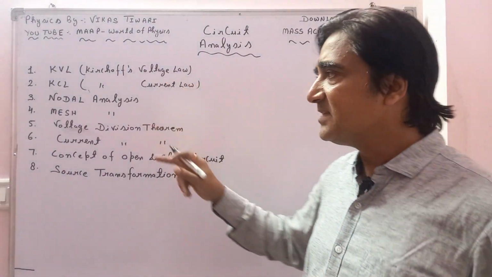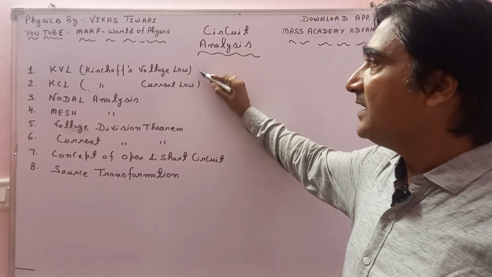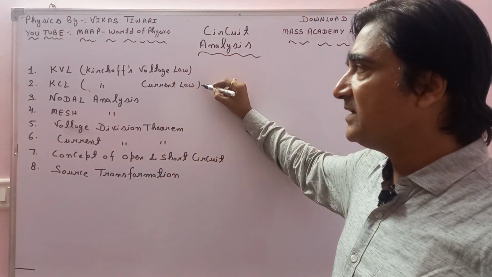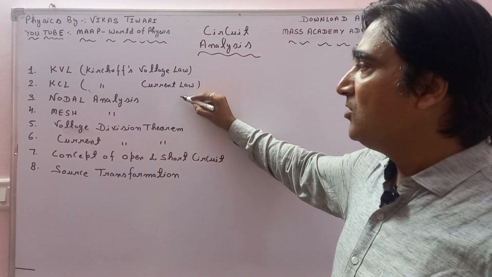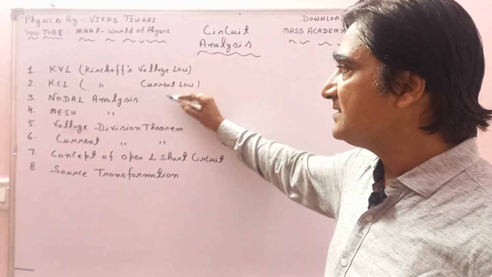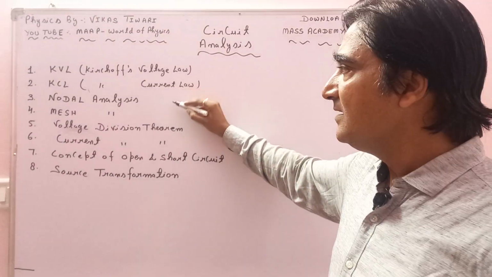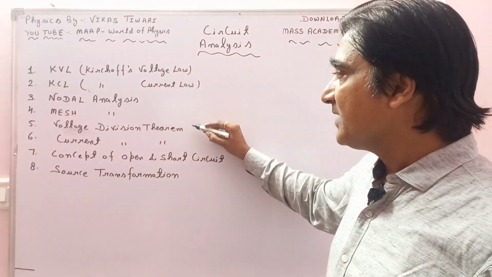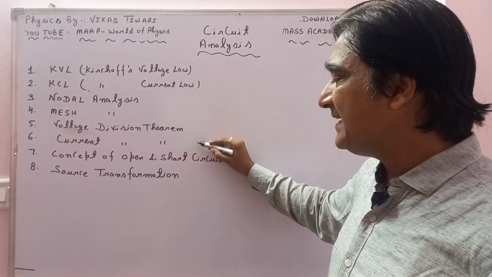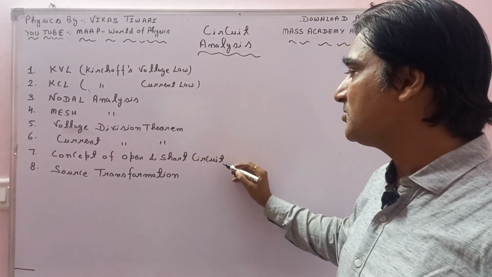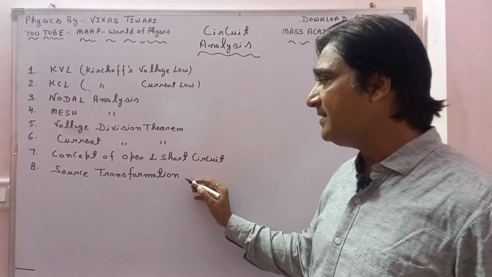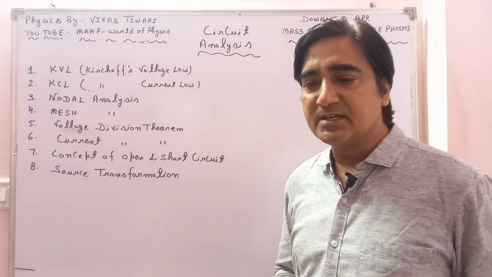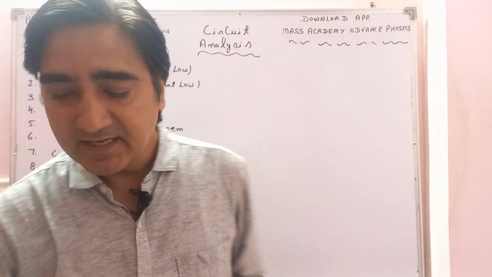Once again, I am listing them: KVL, Kirchhoff's voltage law; KCL, Kirchhoff's current law; nodal analysis, which is just the extension of KCL; mesh analysis, which is just the extension of KVL; voltage division theorem; current division theorem; concepts of open circuit and short circuit; and finally source transformation. Okay, so let us start one by one.